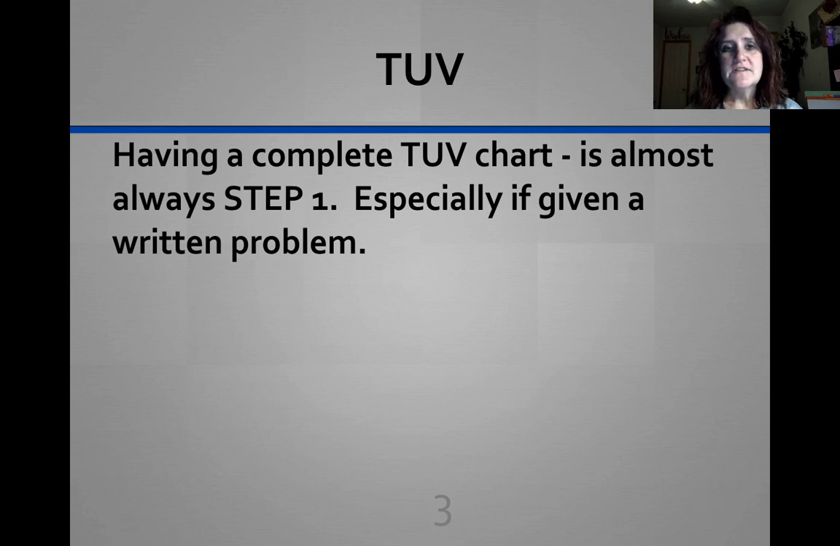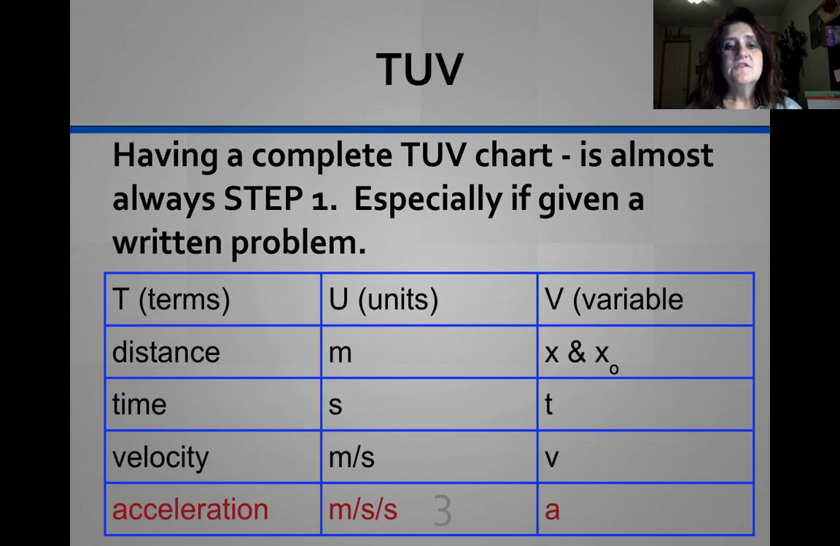So, TUVE charts. Having a complete TUVE chart is almost always step one, okay? Especially if you're given a written problem. So, all your TUVE charts will actually start like this. You're going to look for distance, time, velocity terms. The units are going to hopefully be in meters, seconds, and meters per second. And then your variables will be x and x naught, t, and v. And we're going to add that a in later.